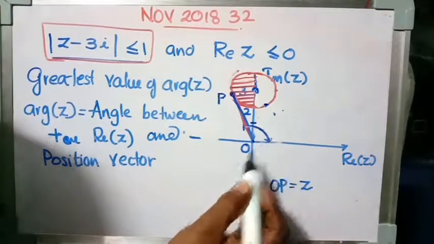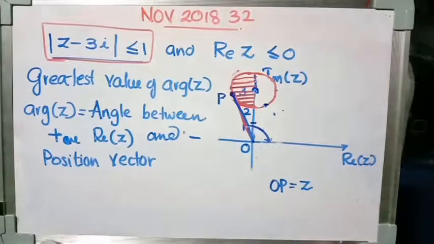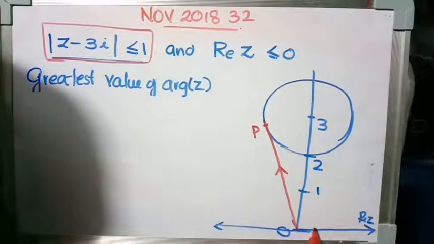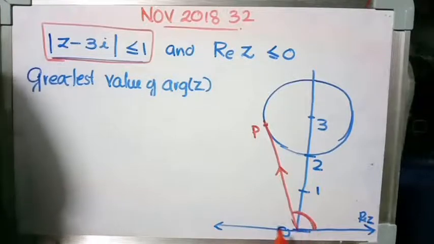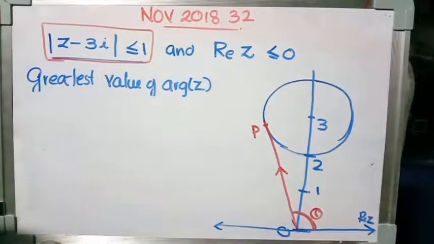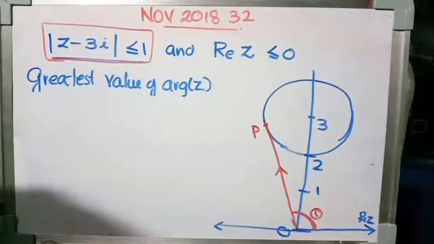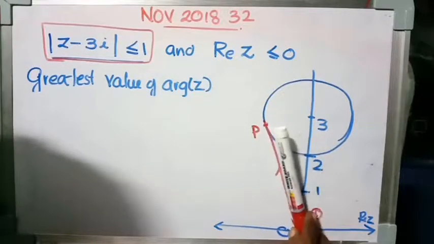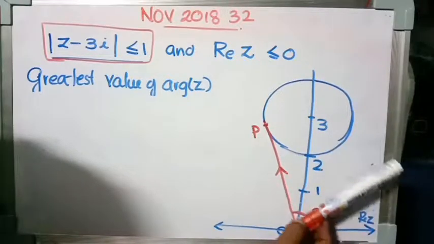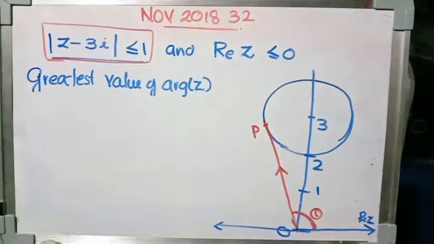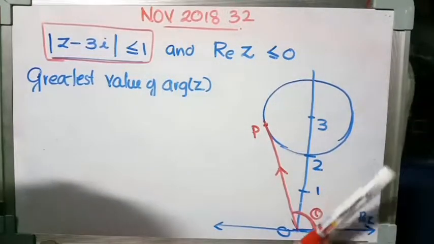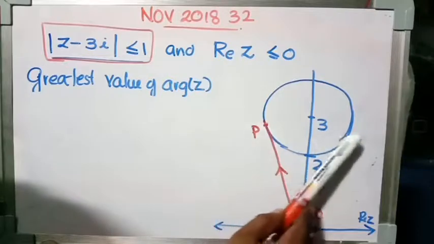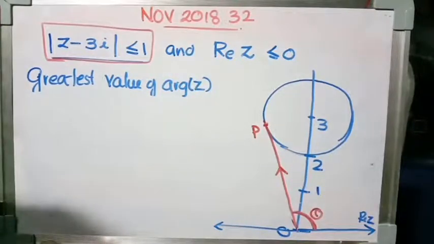So we need to find this angle here. Okay, let's see how to find that angle. OP is the position vector, so this angle will be the greatest possible angle for this question. That means the position vector cannot be more than this. If the position vector moves still further, the angle becomes smaller. And you know which will be the smallest or least argument? It will be like this. This will be the least argument. And you can see both are tangents. So OP is a tangent.